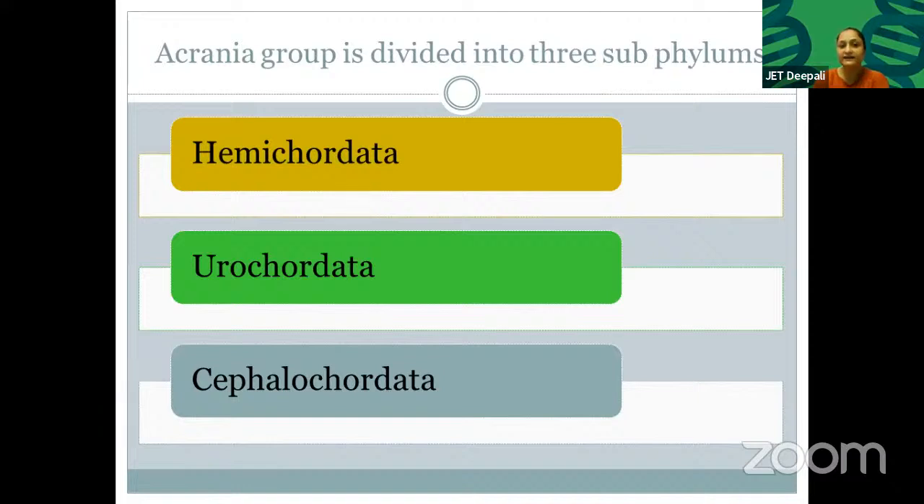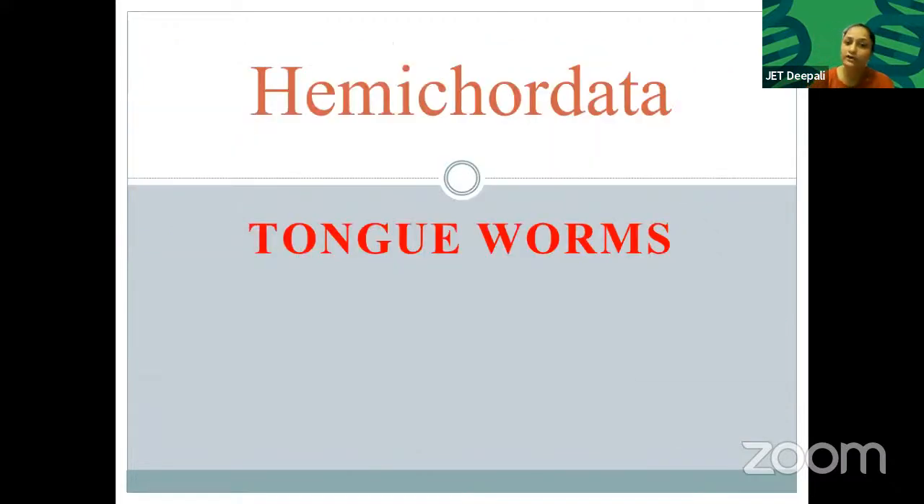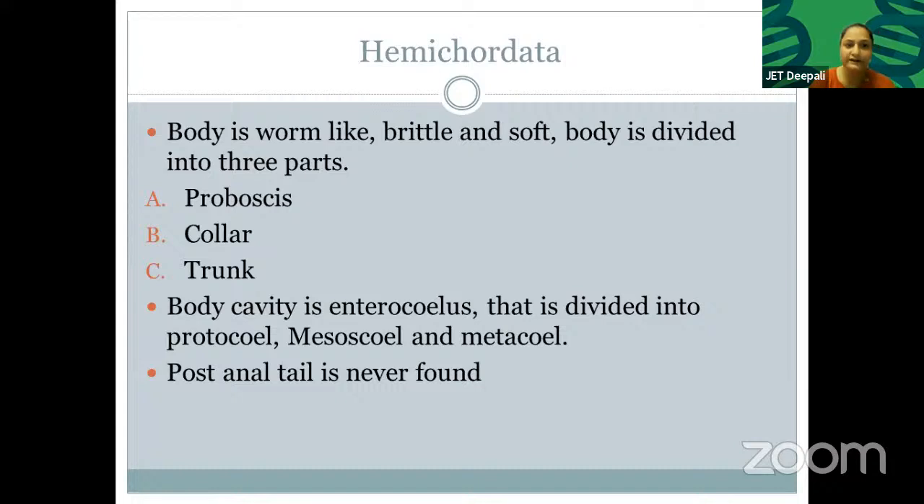Now, Acrania is again divided into three subphyla: Hemichordata, Urochordata, and Cephalochordata. So, talking about the Hemichordata, these are called tongue worms. We have studied this, so I will cover it fast. Hemichordata, body is worm-like, brittle, and soft. Body is divided into proboscis, collar, and trunk. I have told you proboscis is their head, collar is their neck, and trunk is the rest of the body. Body cavity is enterocoelous, divided into protocoel, mesocoel, and metacoel. So they are enterocoelic, and the coelom is divided into proto, meso, and meta. Post-anal tail is never found.